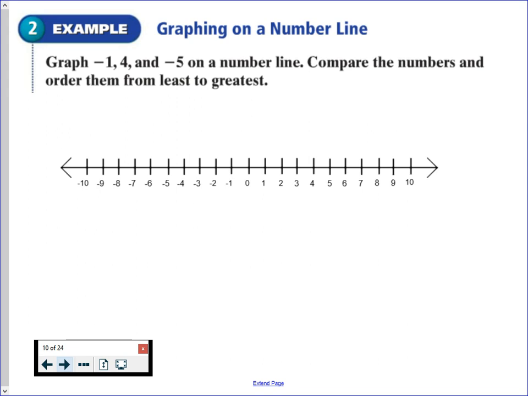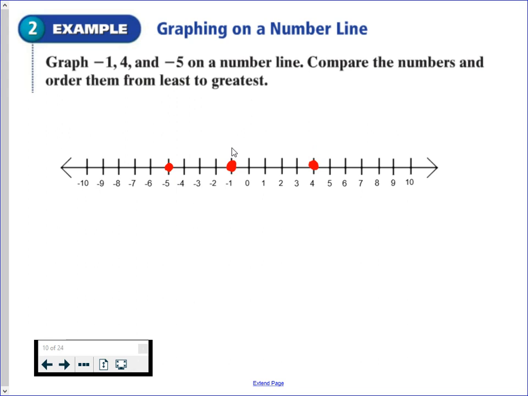You can also see integers on a graph. You would order and compare them from least to greatest. So I'm just going to start by putting a dot on my -1, my 4, and my -5. Some people like to put the dot up above so they can still see the numbers. Other people like to put it right on the number line. Both are okay.